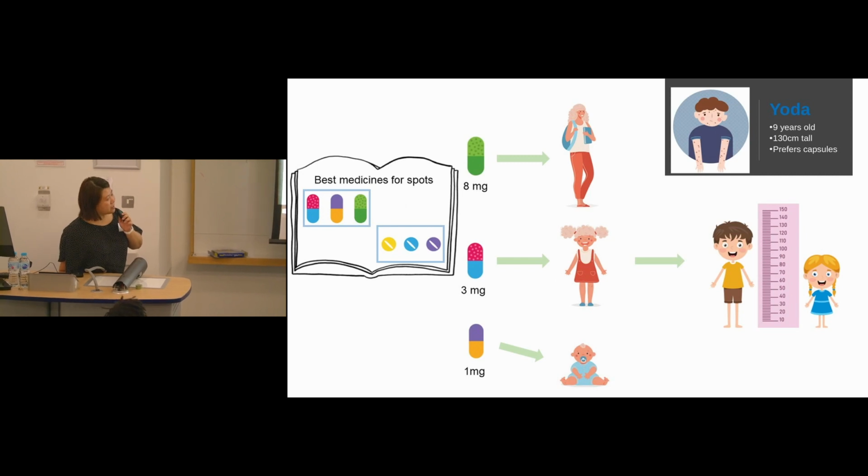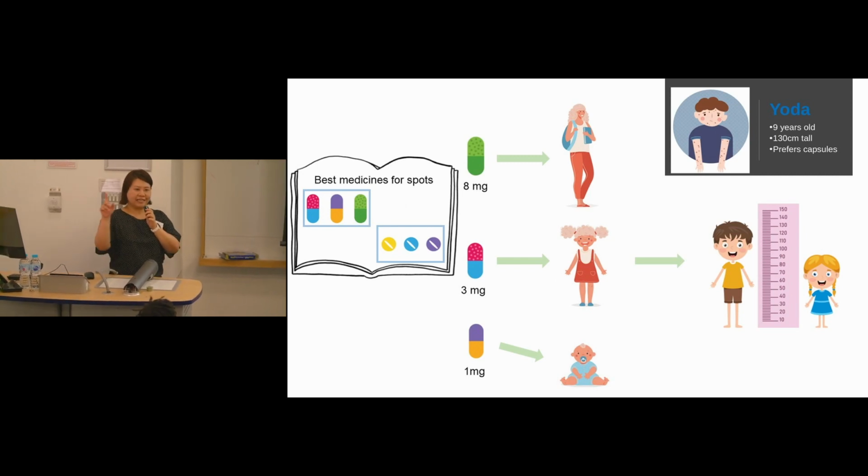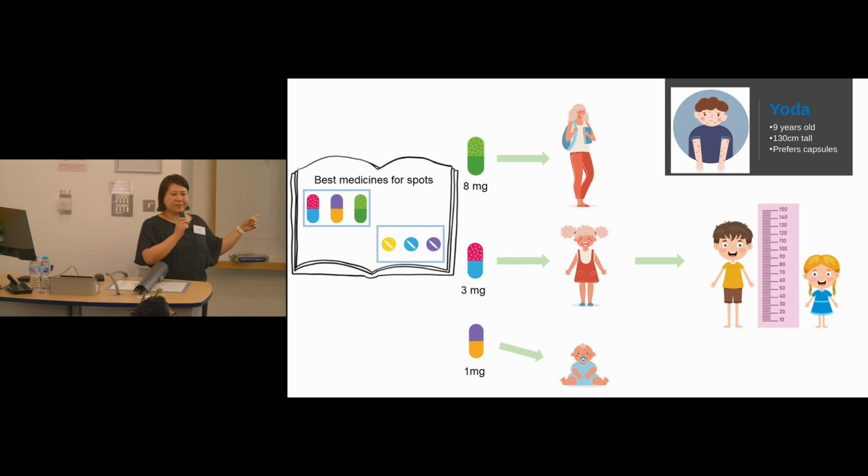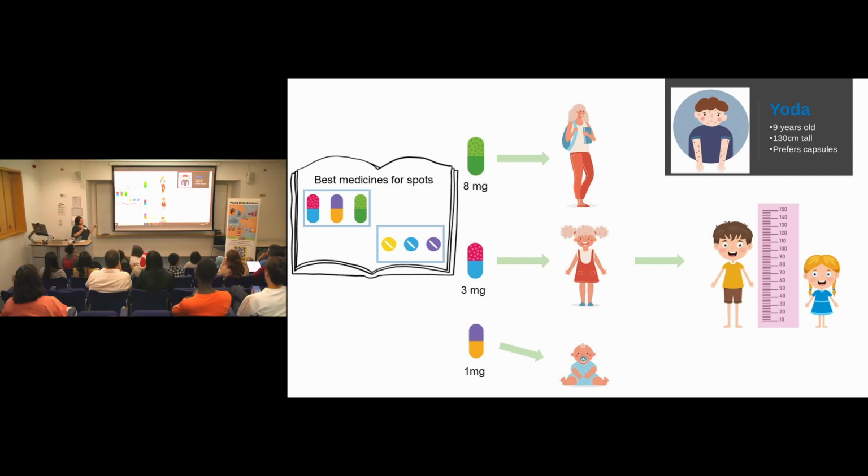Now, given that Yoda is 9 years old, I want a show of hands again. Who thinks we should go with the 1 milligram, the purple and orange? The pink and blue, 3 milligrams? Lovely. And then the green capsule. Perfect. Now, it doesn't stop there.